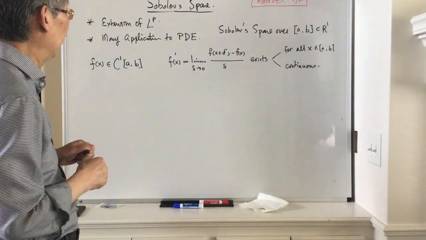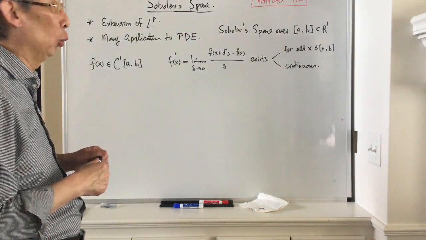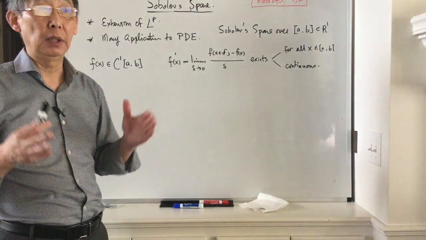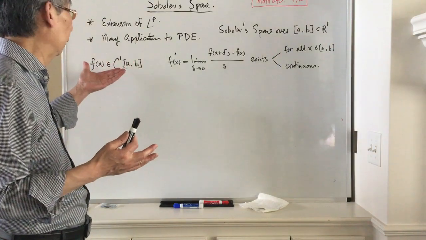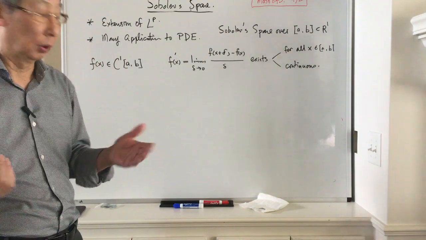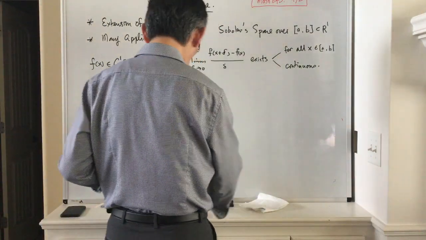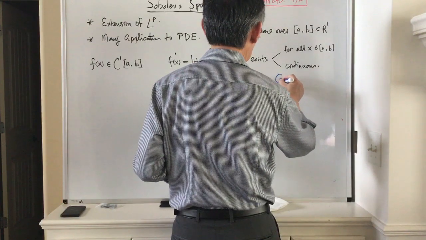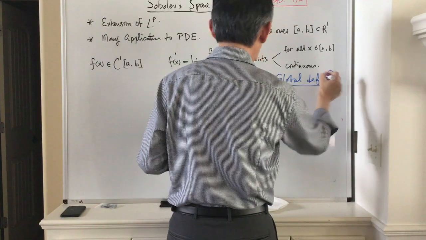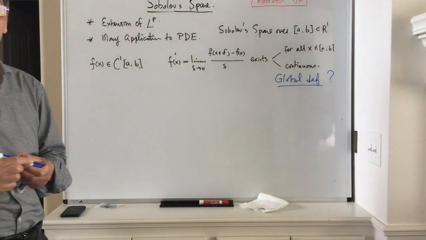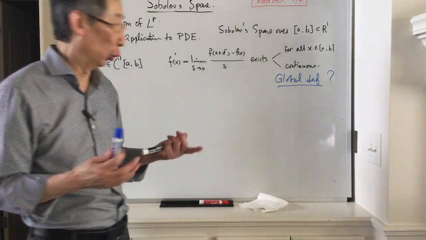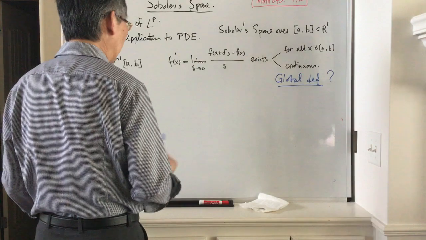Okay. However, this definition is a pointwise definition. So what we want to do is find another definition, to characterize functions in C1 using a global definition. So we're trying to think about how you come up with such a global definition. Okay, so that's the first step we have to follow in order to define the weak derivative.